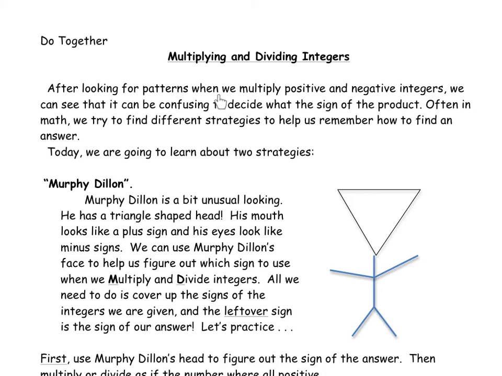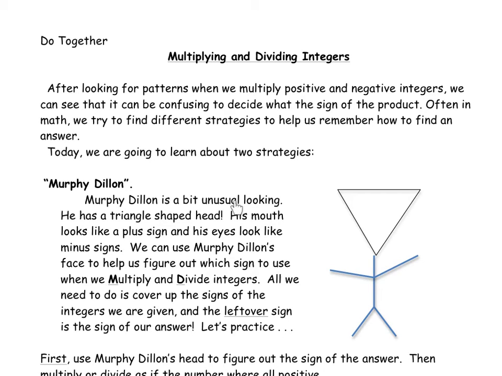So after looking for patterns when we multiply positive and negative integers, we can see that it can be confusing to decide what the sign of the product is. Often in math, we try to find different strategies to help us remember how to find an answer. Today we're going to learn about two strategies. Our first strategy is called Murphy-Dillon.